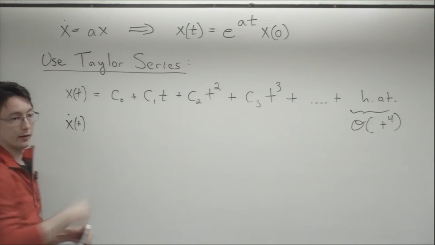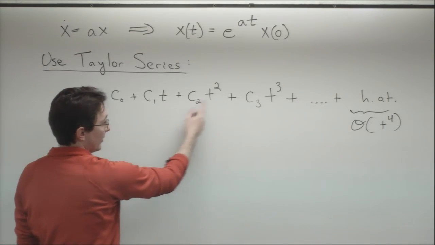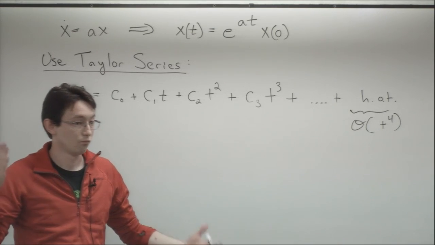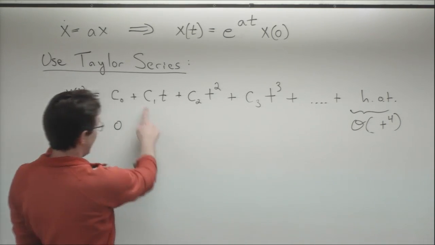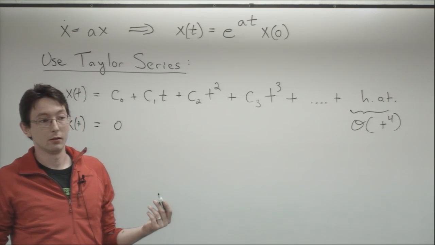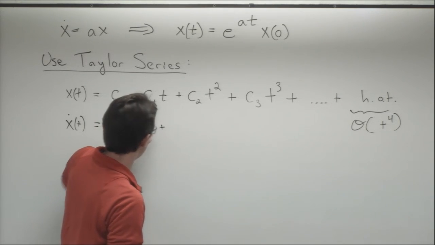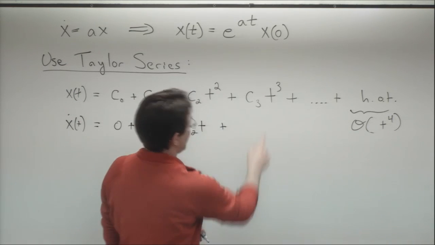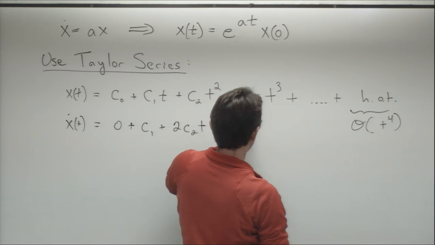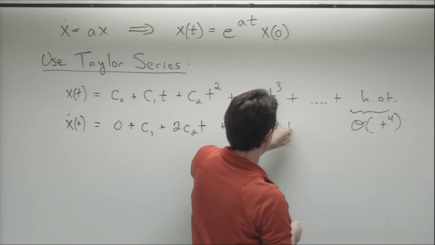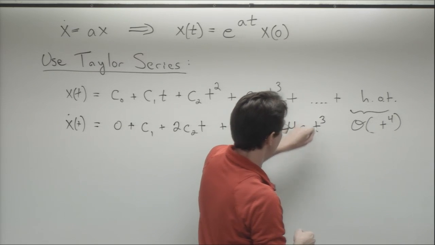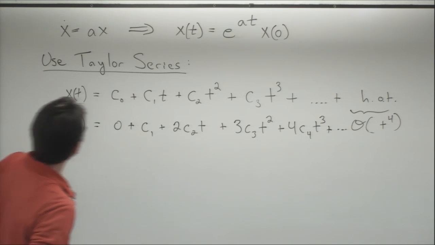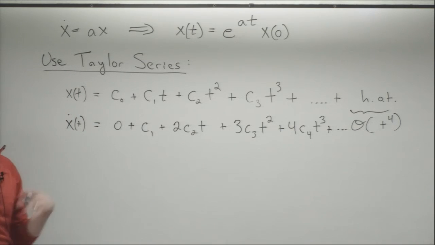The time derivative of x: we literally just take the time derivative of every single one of these terms in order. What's the derivative of a constant? 0. The derivative of c1 times t? Just c1. So we get c1 plus 2 times c2 times t, plus 3 times c3 times t squared, plus 4 times c4 times t cubed, plus and so on. Okay, good. Now we're going to multiply this by a and plug it into the equation.